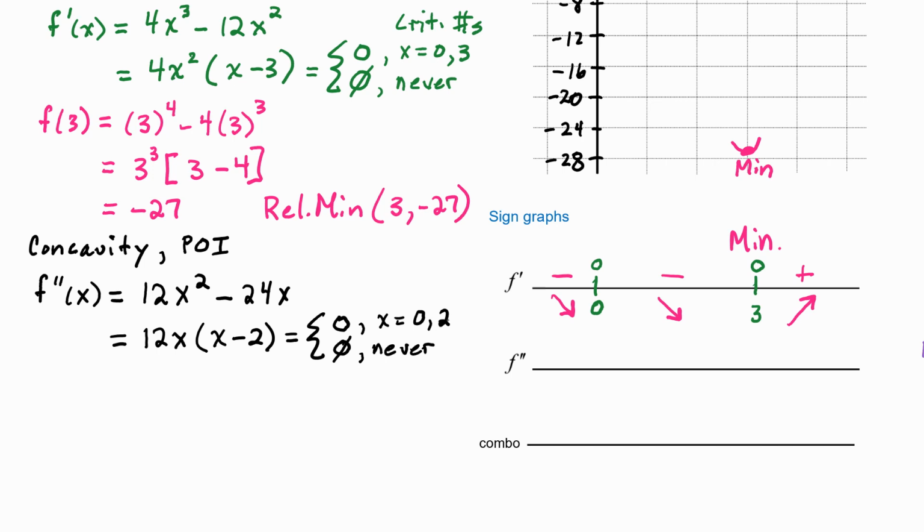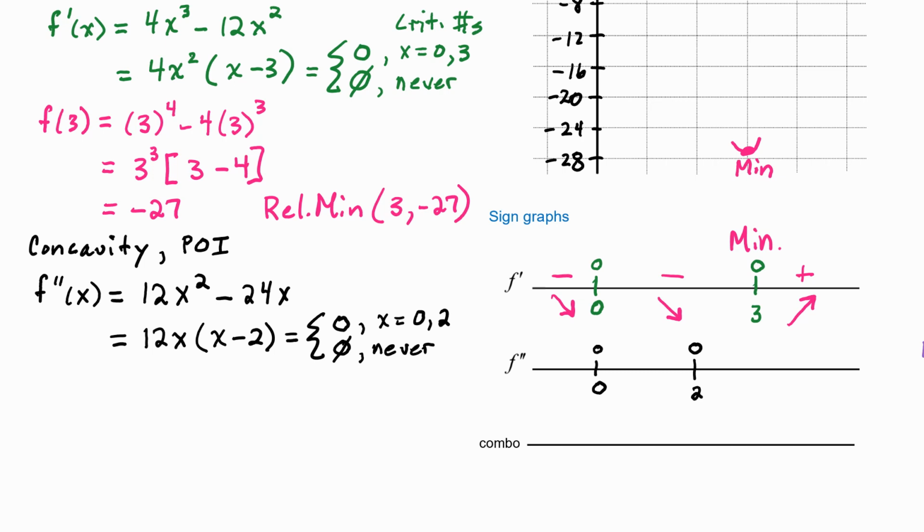And we will need to take those values and put them on our sine line graph for f double prime. So x equals 0 needs to line up with the 0 on the graph. We know that the second derivative equals 0 there. This would be x equals 1. This is x equals 2. So let's bring that down. We know the second derivative is 0 there as well.